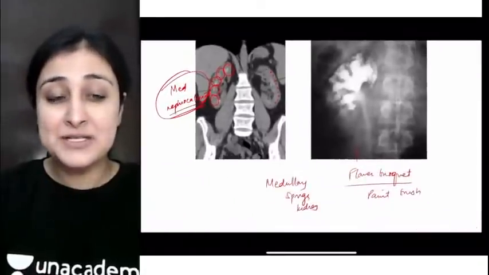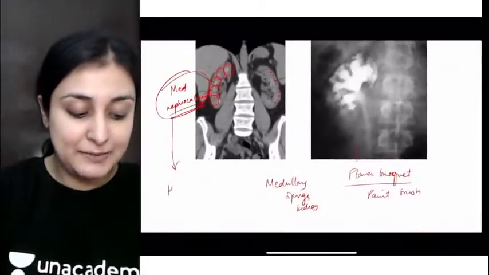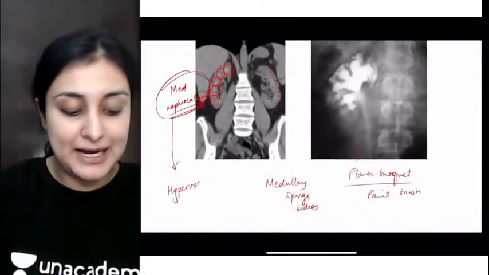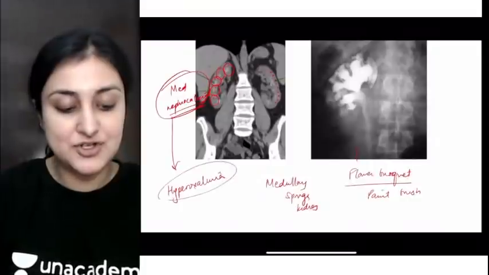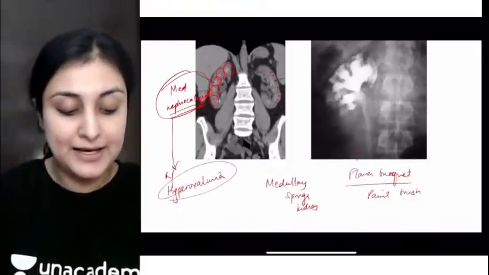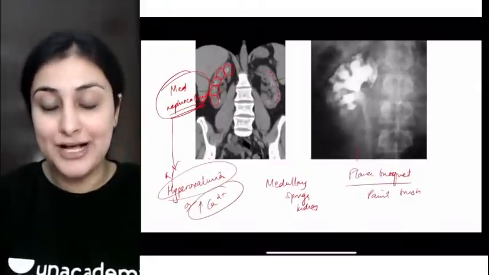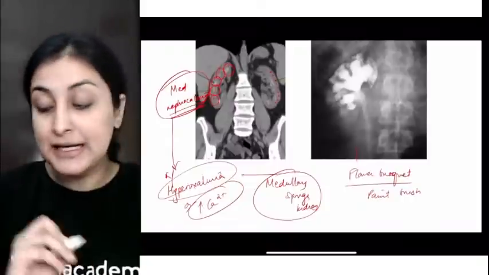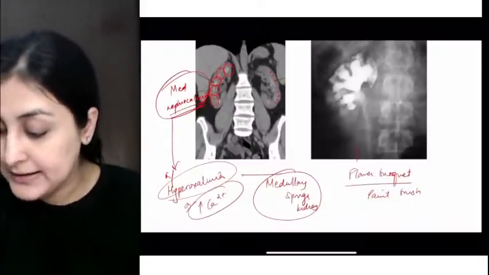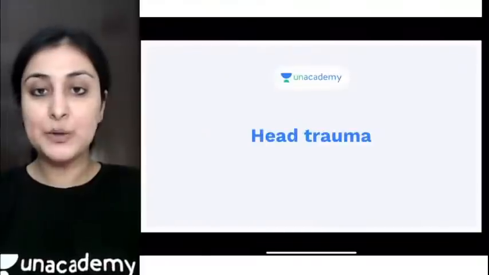एक एम्स पर्टिकुलर क्वेश्चन जो आ सकता है बिकॉज दे लव टू आस्क अस. रिमेंबर हाइपर ऑक्सिल्यूरिया करके एक डिजीज है जिसमें मेड्यूलरी नेफ्रोकैल्सिनोसिस मिलता है. अपार्ट फ्रॉम दैट एनी कॉज ऑफ हाइपर कैल्सीमिया, मेड्यूलरी नेफ्रोकैल्सिनोसिस. मेड्यूलरी स्पॉन्ज किडनी, मेड्यूलरी नेफ्रोकैल्सिनोसिस. ठीक है, हाँ. सो दिस इज अबाउट दैट.